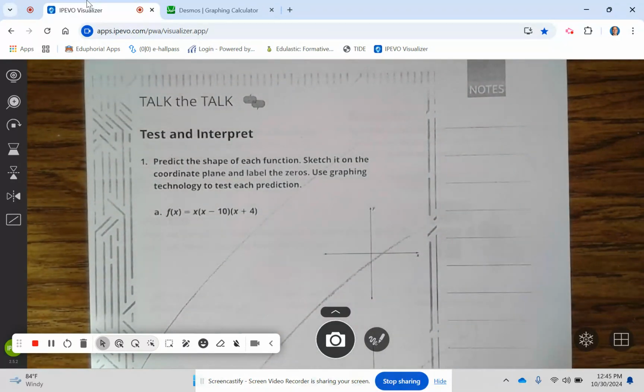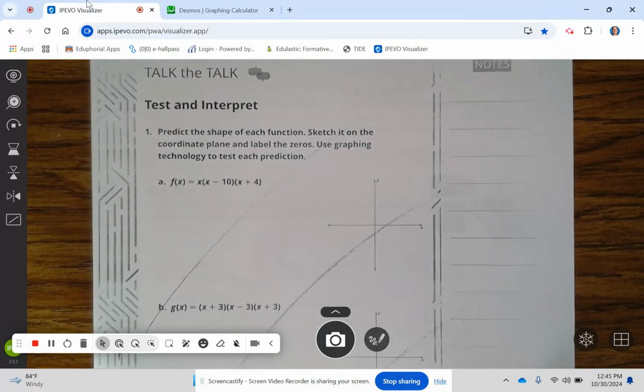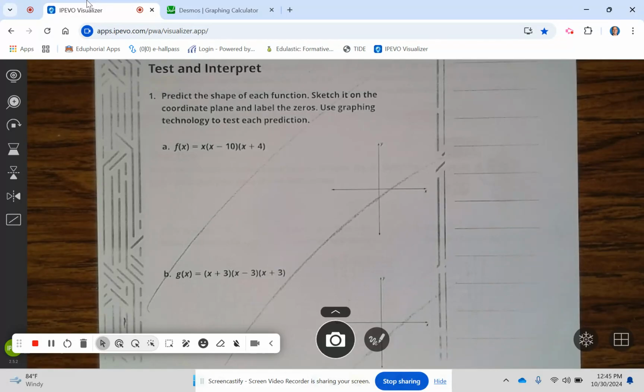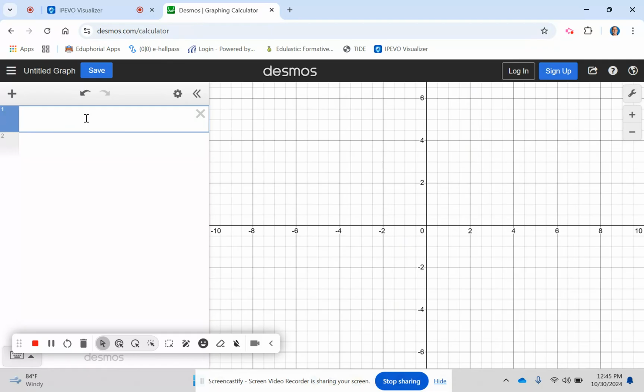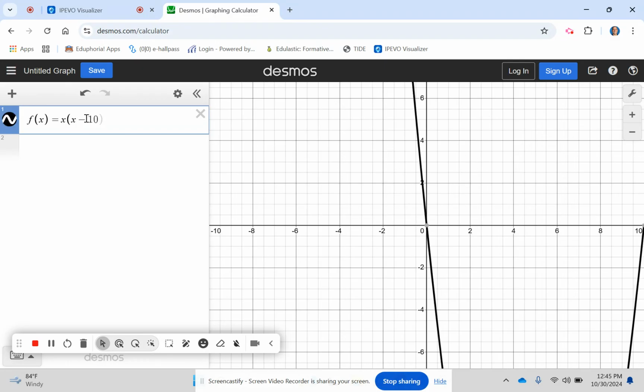And then let's take a look at the talk-to-talk test and interpret. 1. Predict the shape of each function, sketch it on the coordinate plane, and label the zeros using graphing technology to test these predictions. So let's go ahead and do that. Let's graph f of x equals x times x minus 10 times x plus 4.